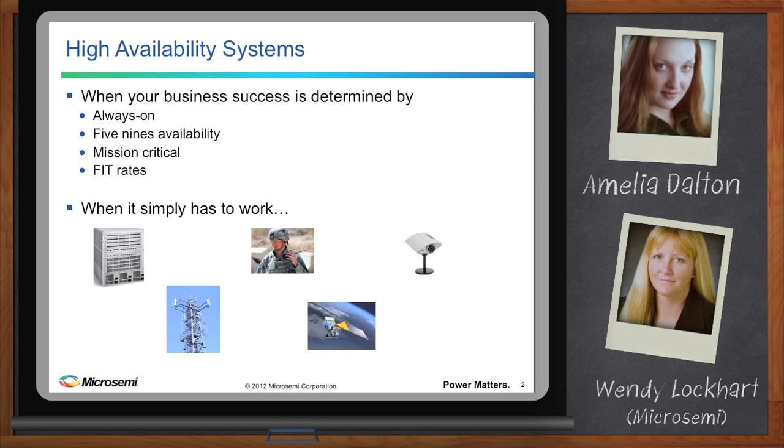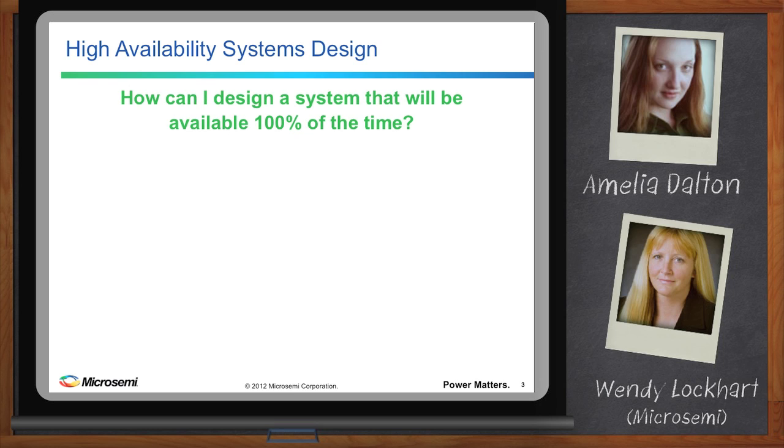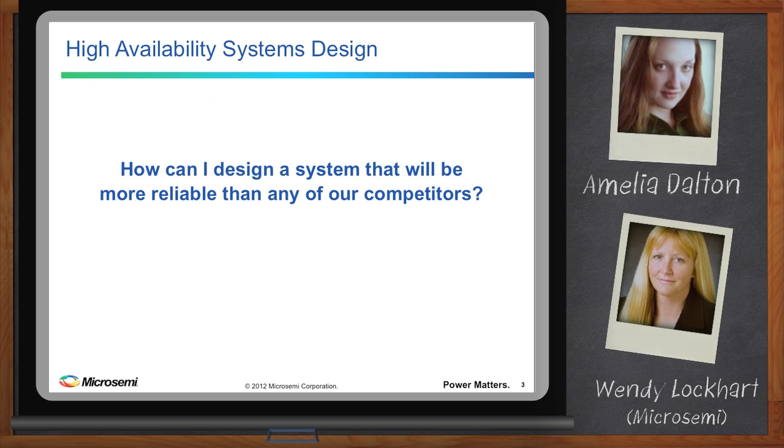So if I'm a designer of high availability systems, what is the question I'm constantly asking myself? How can I design a system that will be available 100% of the time? Or, more realistically, how can I design a system that will be more reliable than any of our competitors? Well, before you get to the fun part of features such as redundancy, scalability, or virtualization at the system level, the most basic starting point is I need power in the system to be reliable.